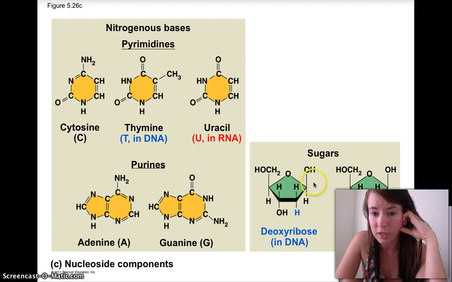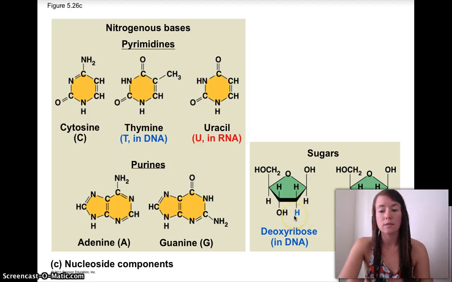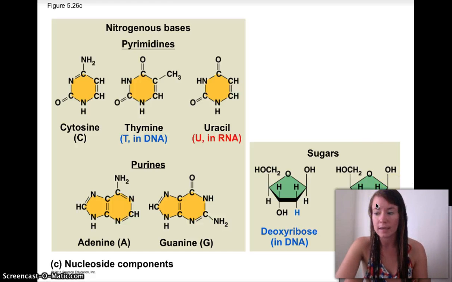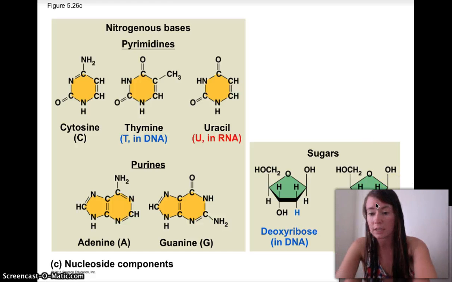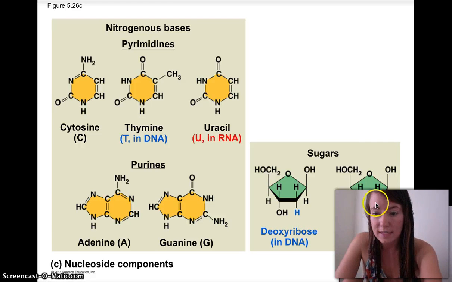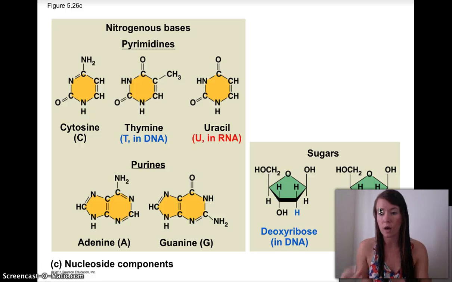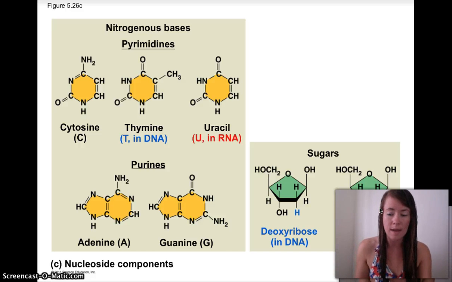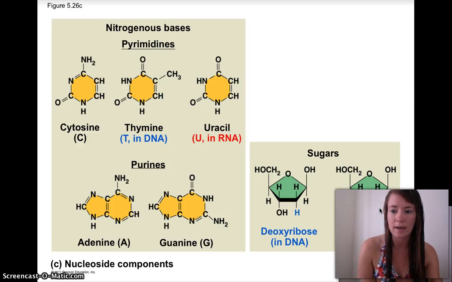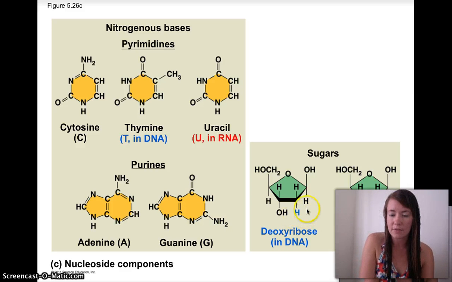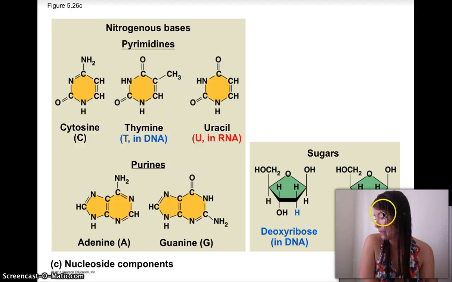So you can see deoxyribose has five carbons, one, two, three, four, five. And attached to the 2' carbon right here, there's an H. Now, in ribose over here, I know you can't see it, but this picture is on page 87 in your textbook. Instead of an H right here, there's an OH. So ribose has one extra O, and that's what makes the difference. And it also makes sense because deoxyribose has been deoxygenated. There's one less oxygen.